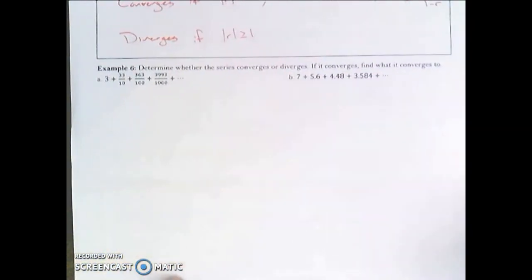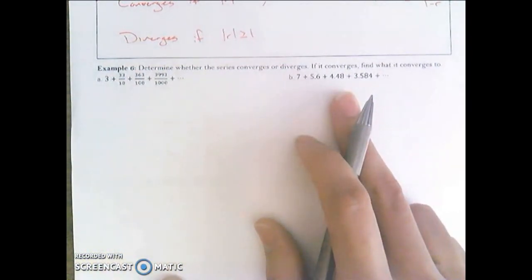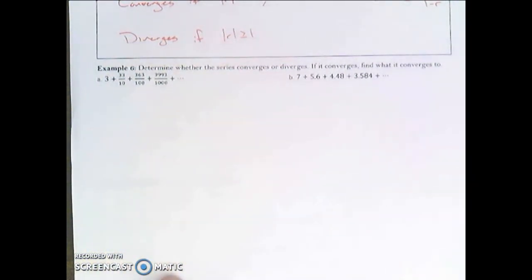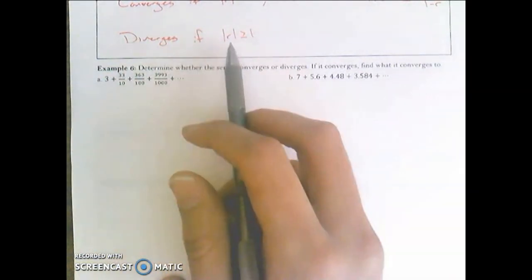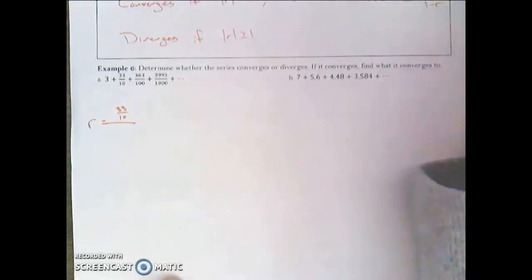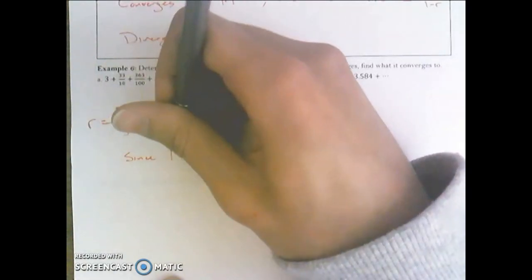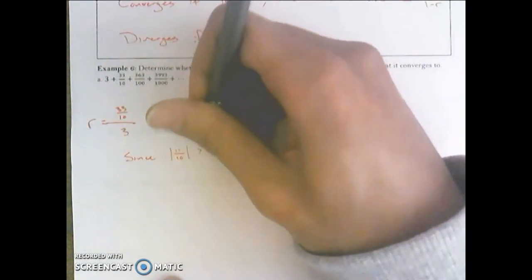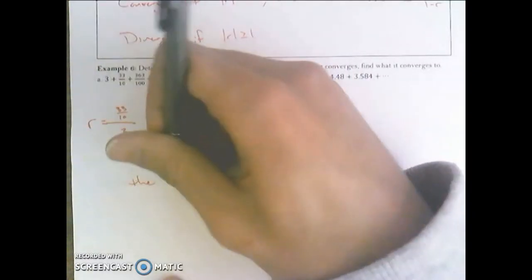Here I've given you two series, and I want to know if they converge or diverge, and if one converges, what does it converge to? Looking at the first one, what we need to know, whether it converges or diverges, is r. r is the ratio of two consecutive terms. I'm going to choose the first two, so 33 tenths over 3. If we simplify that fraction, we get 11 tenths. Since the absolute value of 11 tenths is greater than 1, the series diverges.